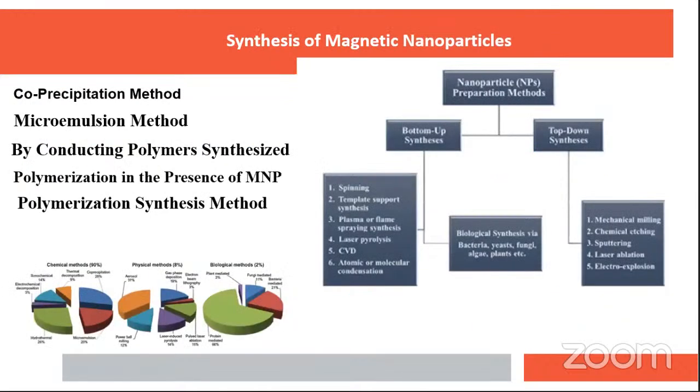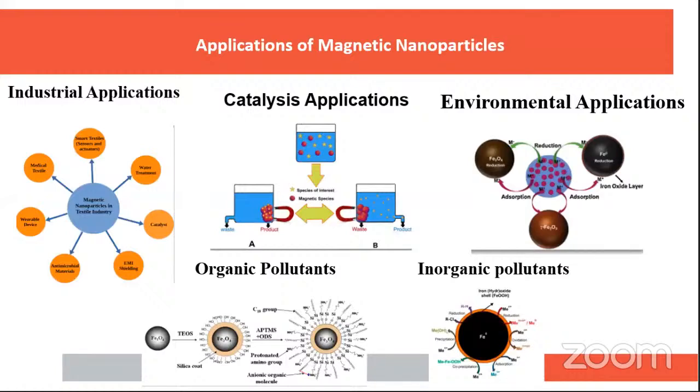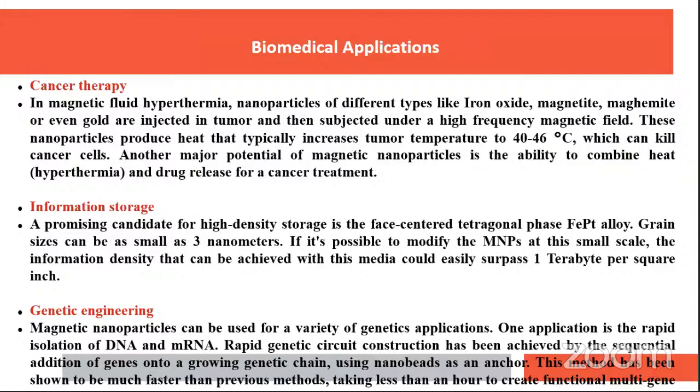Now, different experimental methods are there to prepare these magnetic nanoparticles: co-precipitation method, microemulsion method, all these depend on the types of materials, conducting polymer synthesis method, and polymerization in the presence of magnetic nanoparticles. They have several advantages as well as some limitations, so I'm not going into the details. Next. Now, different applications. Nanoparticles have industrial applications, catalytic chemical applications, environmental applications, organic pollutants, inorganic pollutants, and these are very important, very useful materials, and they have an abundant number of applications. Next.